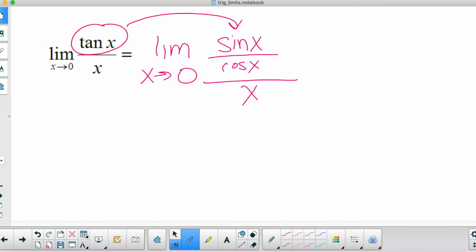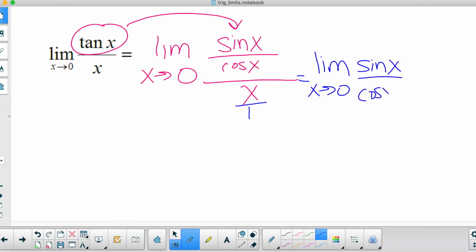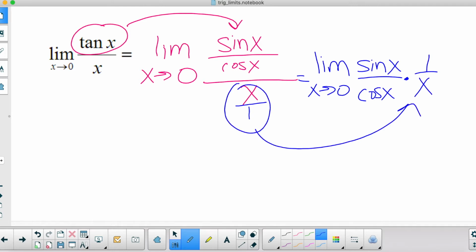So we're going to rewrite this, and the way you do that is you take your denominator and you flip it and you multiply. So let me show you. This guy here is really x over 1. So what we have is the limit as x goes to 0 of sine x over cosine x times 1 over x. This piece became that. Now hopefully you start recognizing this limit, this piece right here. This thing equals 1.